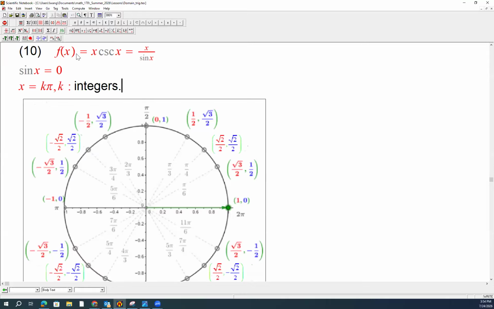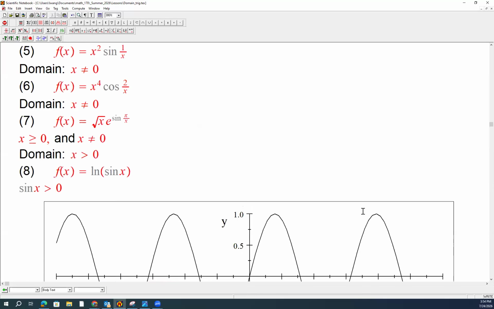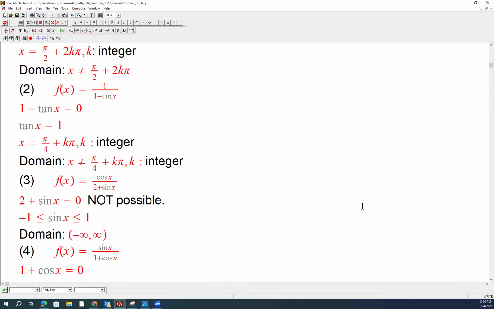So that concludes some of the many functions we see in calculus that involve trig functions, and how to determine their domain.